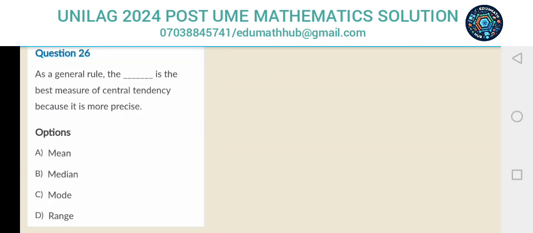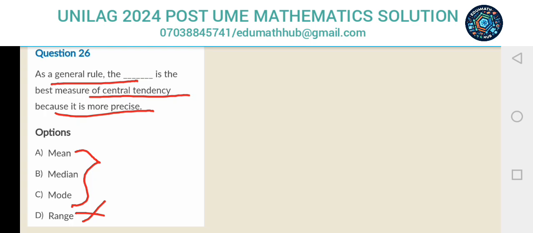So for the next question, as a general rule, the dash is the best measure of central tendency because it is more precise. So we have these options here. The answer cannot be range because range is not a measure of central tendency. Range is a measure of dispersion. Okay, so the answer is any of these three here. But the correct answer is actually the mean. The mean is the most precise measure of central tendency and it is the one that is most often used.